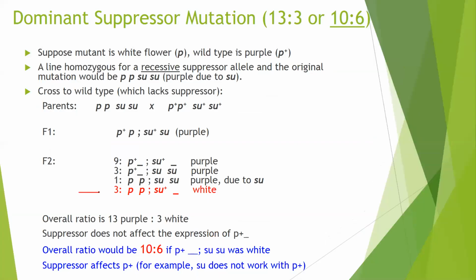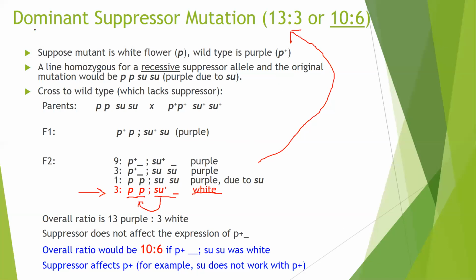Let's look at the last class. This is a mutant, but this is wild type, and this wild type suppressor gene cannot reverse the mutant effect of the first mutant gene. So this will give us a different phenotype, the white flower petal. So this gives us a beautiful ratio of 13:3.